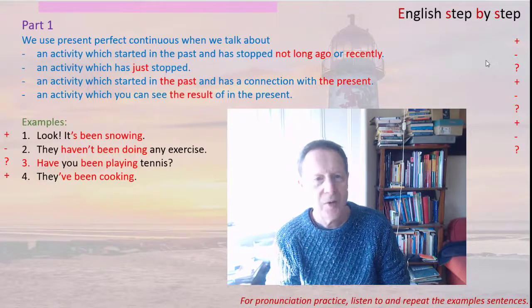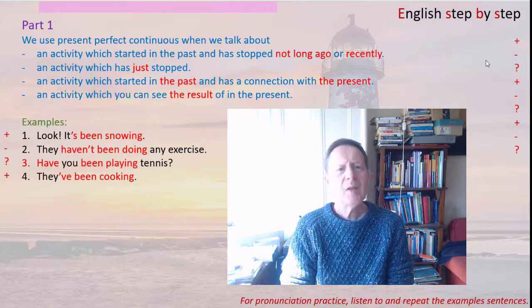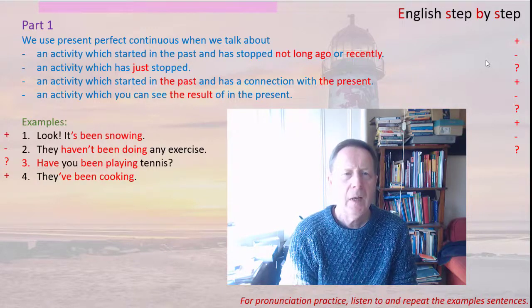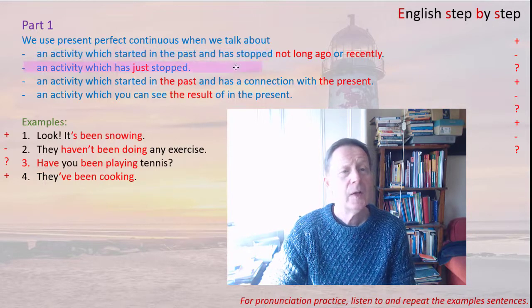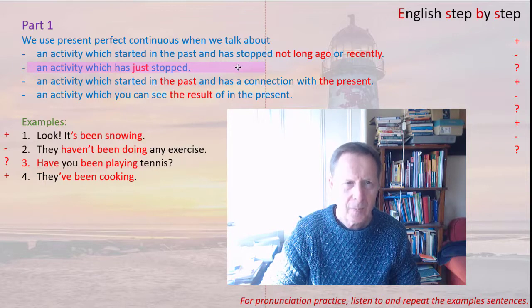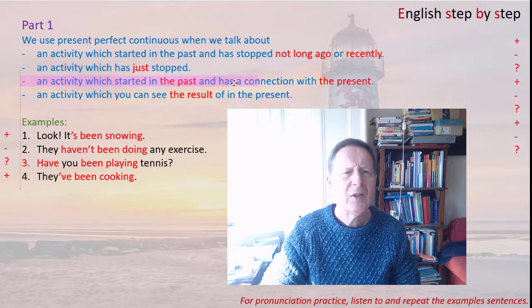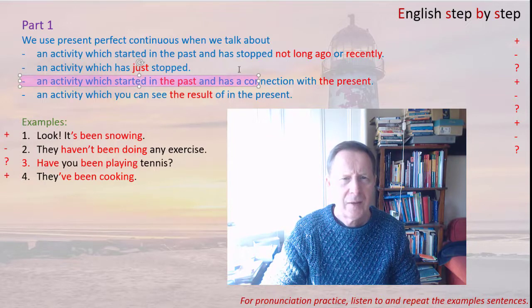So when do we use the present perfect continuous tense? Well, we use the present perfect continuous when we talk about an activity which started in the past and has stopped not long ago or recently. So we can also use it when we talk about an activity which has just stopped, and also an activity which started in the past and has a connection with the present.